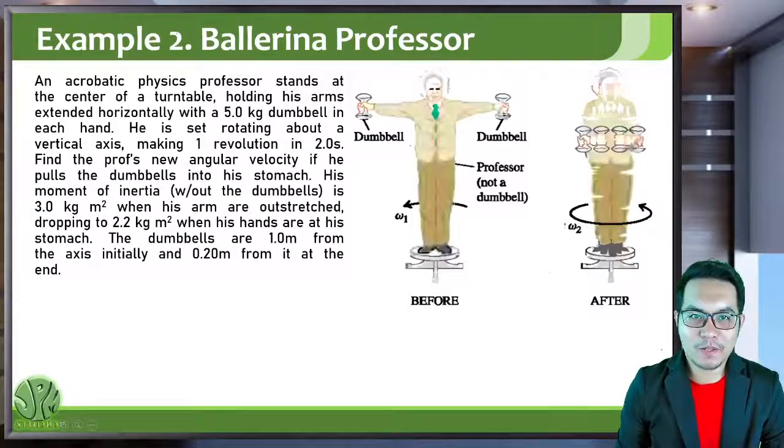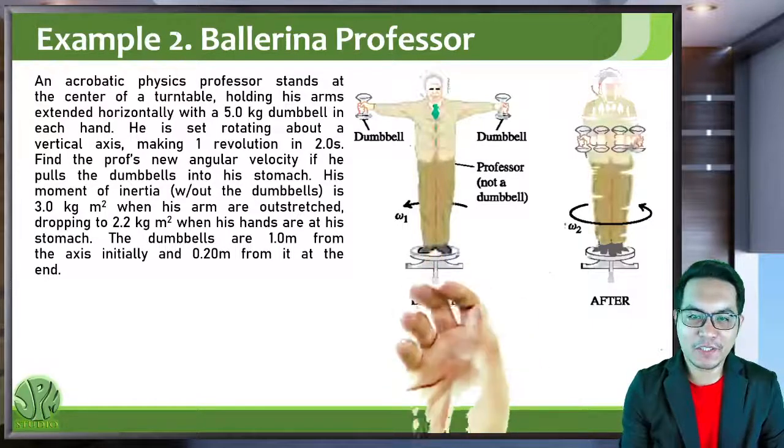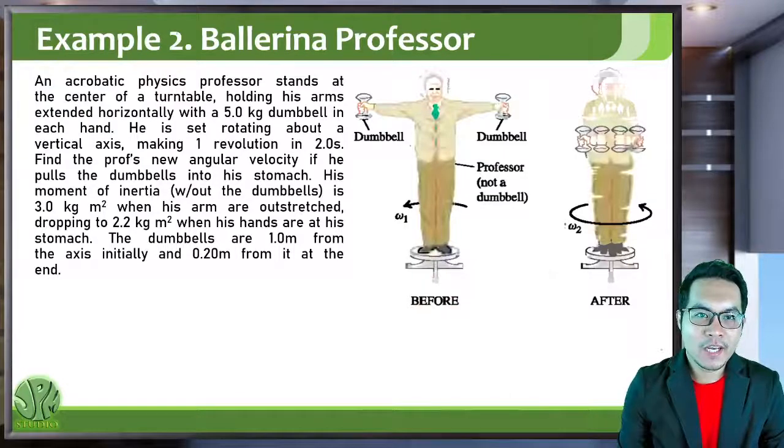So this is called a Ballerina professor. You have an acrobatic physics professor. He stands at the center of a turntable. So this table here is a turntable. It can turn around. Holding his arms extended horizontally with a 5 kilogram dumbbell in each hand.